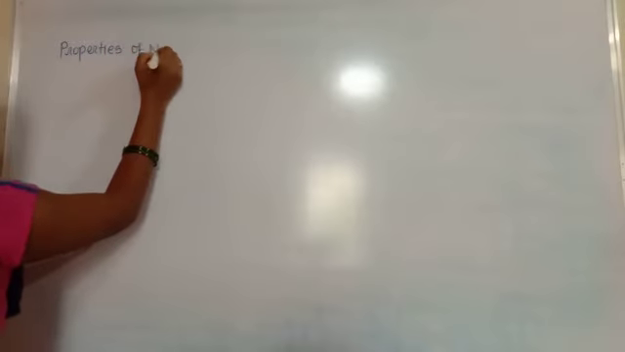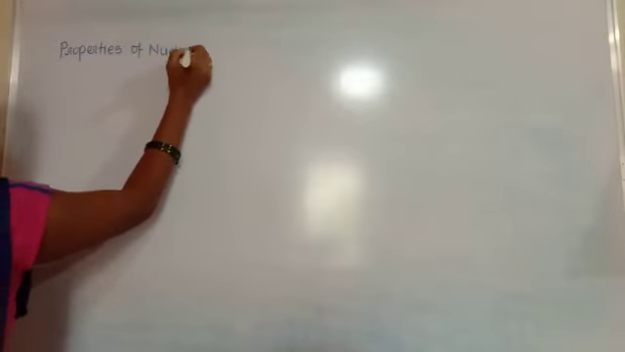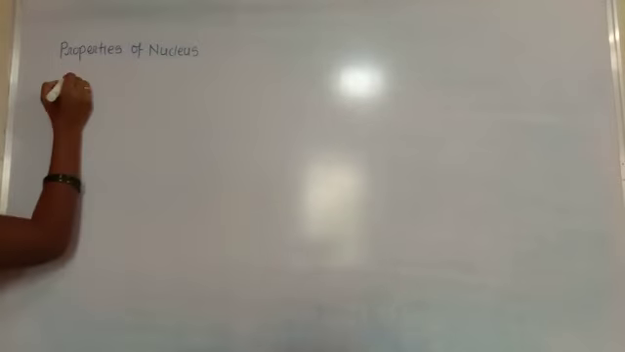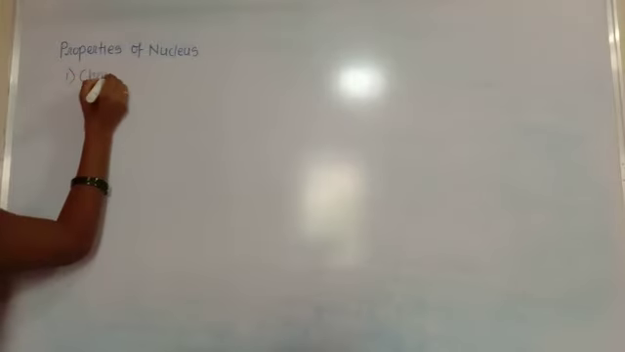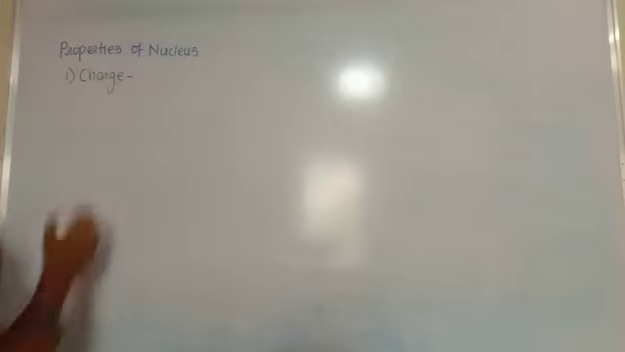Properties of nucleus. So, what are the properties we have to understand? First is the charge. So the first property is the charge. What is the definition of charge? If Z is the charge number of nucleus, that is the number of protons in it.